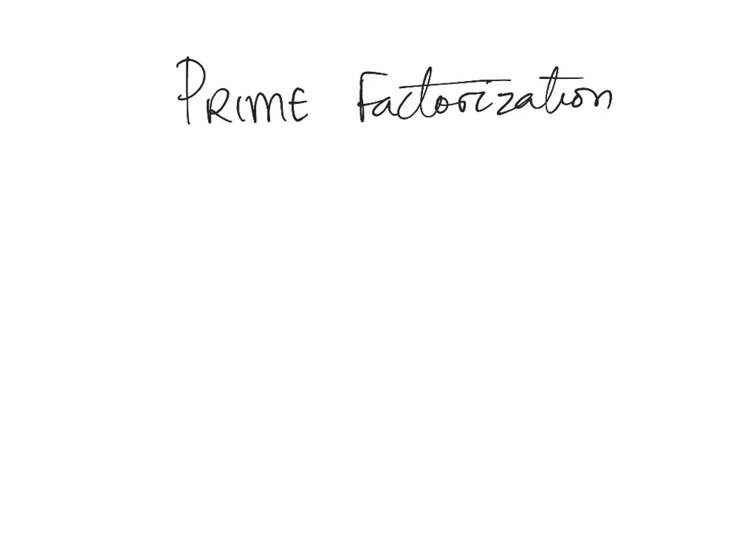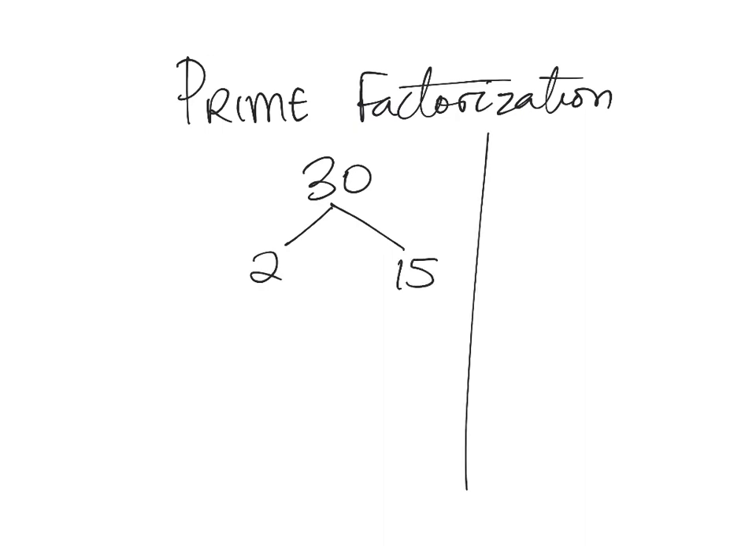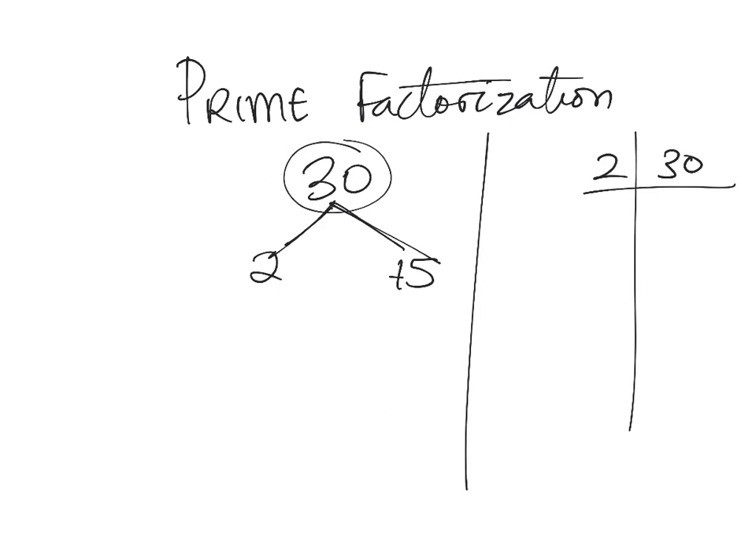So with prime factorization, if they give us a number like 30 and they ask us to prime factorize 30, we would be breaking 30 down into 2 times 15. This is called a factor tree. There's something else called a factor ladder. You can either use a factor ladder or you can use a factor tree. That's how it works, where you say 2 and 15, right? 2 times 15 will give you 30.